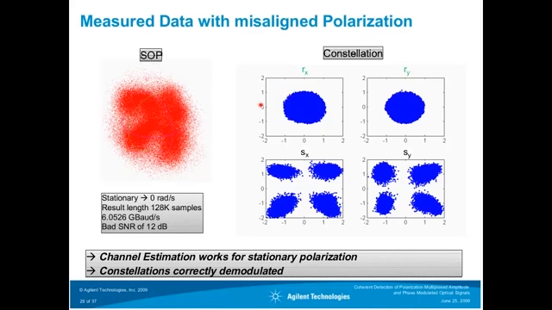There's no structure at all visible, but after the estimation of your channel matrix and after the correction, you can easily see the constellation on the X and on the Y polarization, and the signal-to-noise ratio of the original signal is recovered using this channel estimation. So the channel estimation works for stationary polarization, even for a fairly bad signal-to-noise ratio of 12 dB.